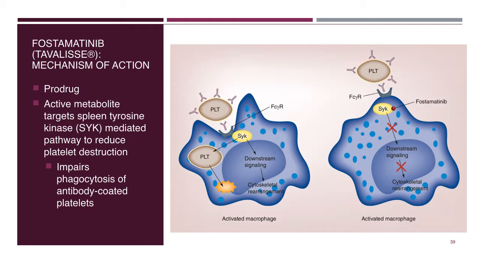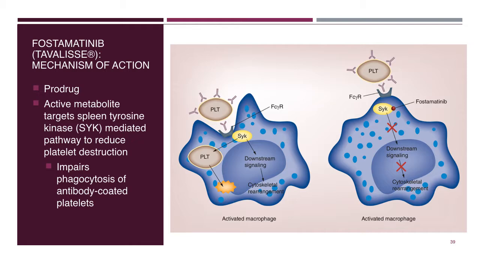Fostamatinib is an oral prodrug that selectively inhibits spleen tyrosine kinase, or SYK, to reduce platelet destruction. In the making of this drug, the makers originally made R406 as a specific inhibitor of SYK. However, because of the low aqueous solubility of the drug, the company made fostamatinib, designed as a prodrug to be cleaved by alkaline phosphatases in the intestine. Let's get into the mechanism of how this drug works exactly.